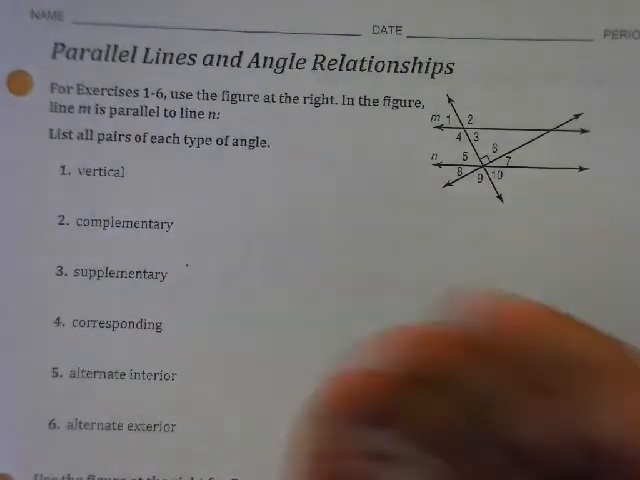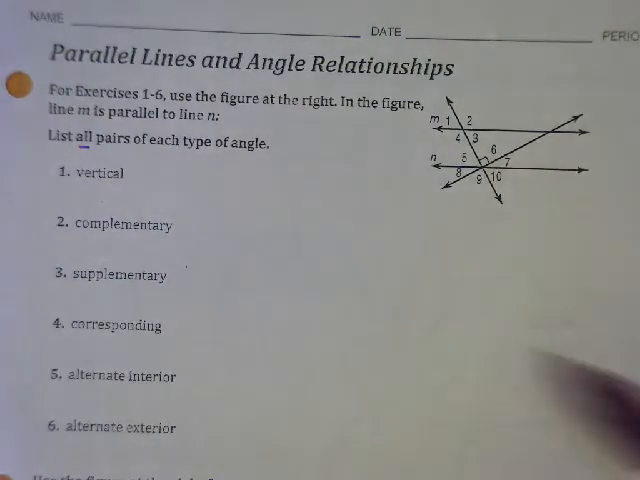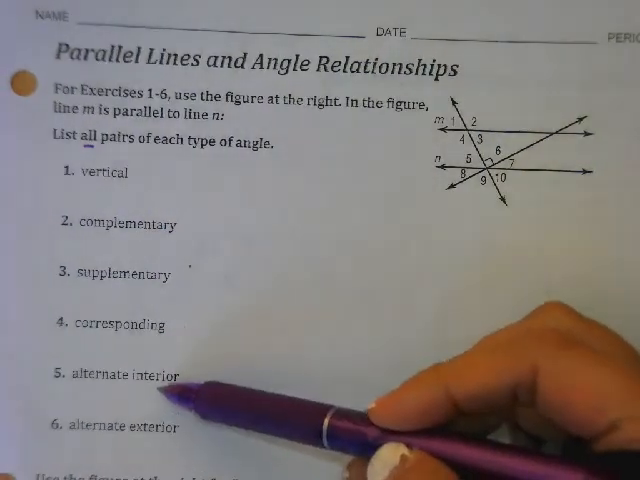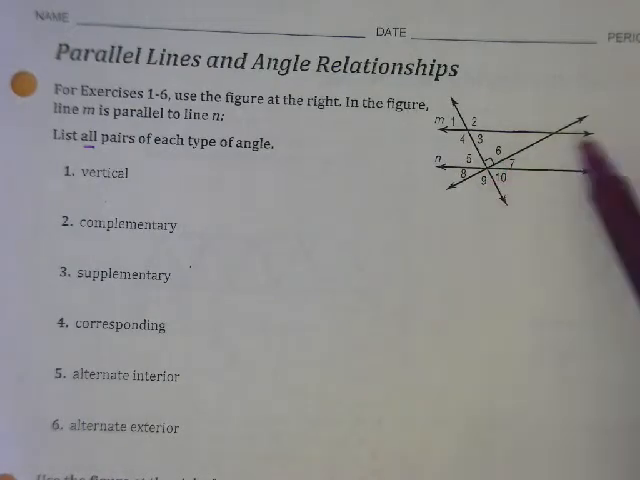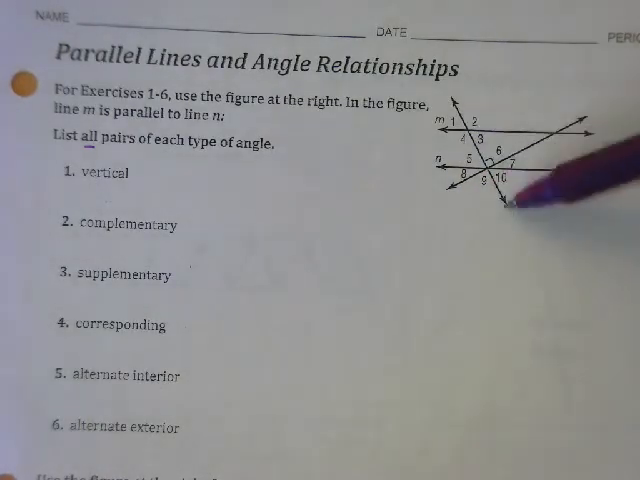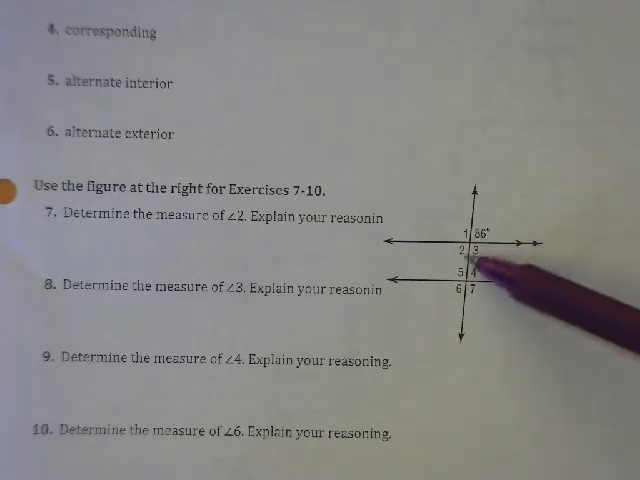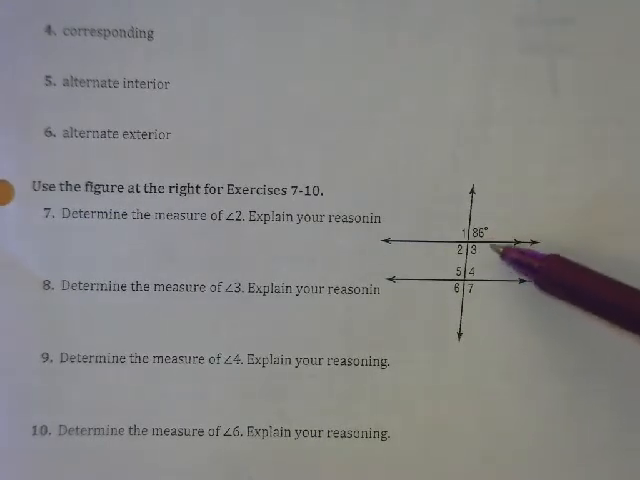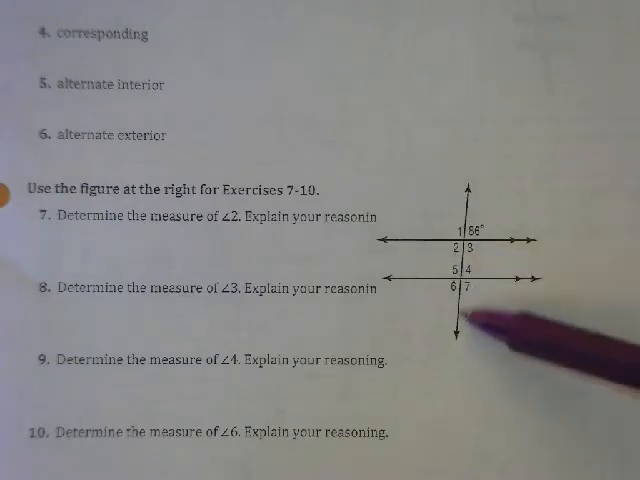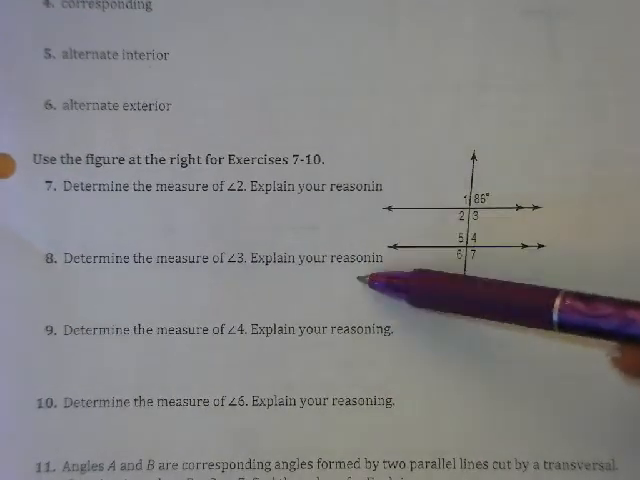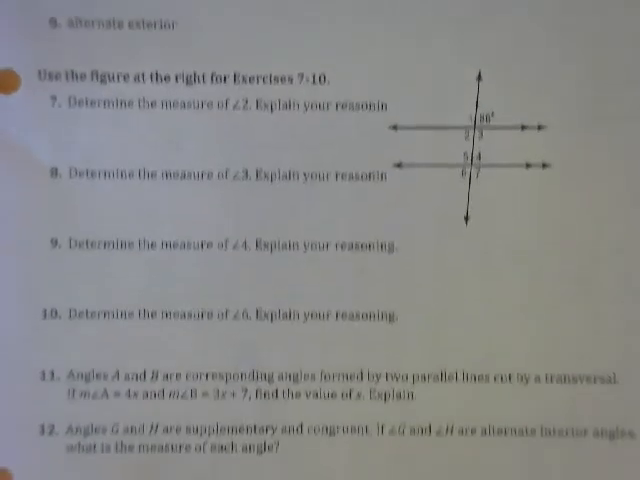List all of the pairs, guys. Some of these have a lot. Vertical, complementary, supplementary, corresponding, alternate interior, alternate exterior. Notice you have 2 parallel lines, but this one has 2 transversals, so be real careful. All right, determine the measure of angle 2. They give you angle, whatever we'll call this, 86 degrees. So I would label all of these so that you can go through and find those other measures.